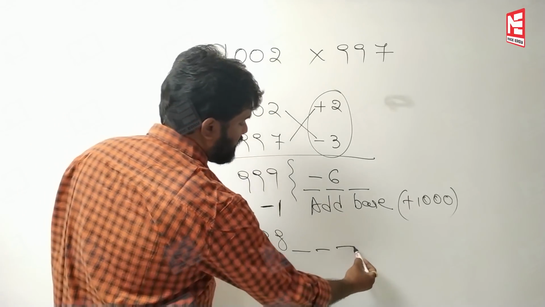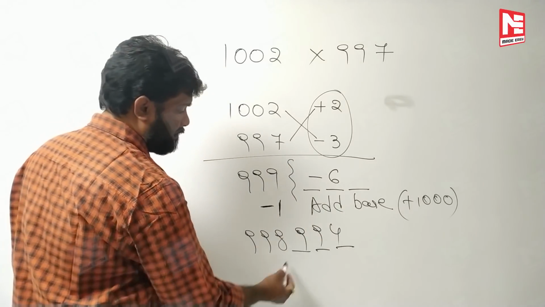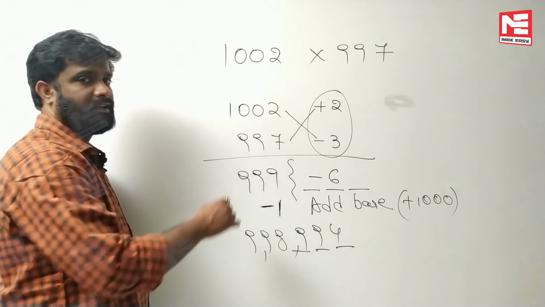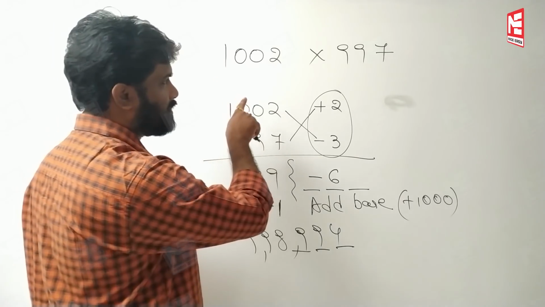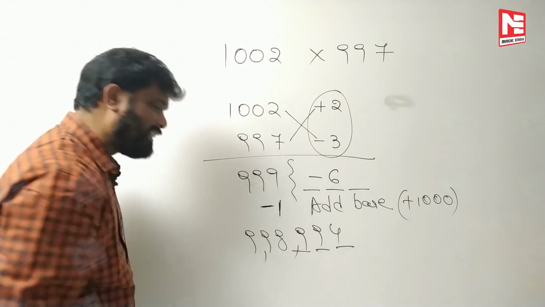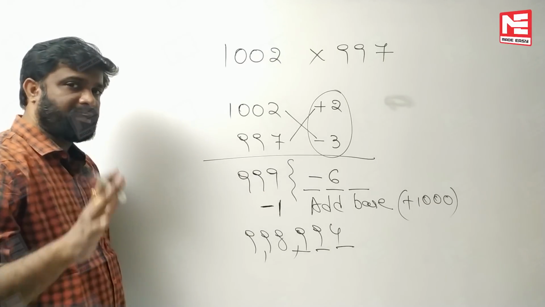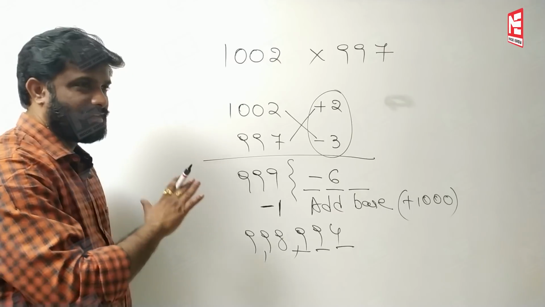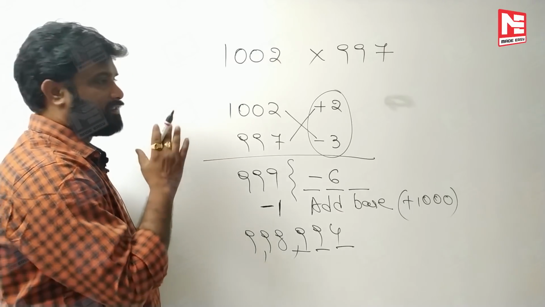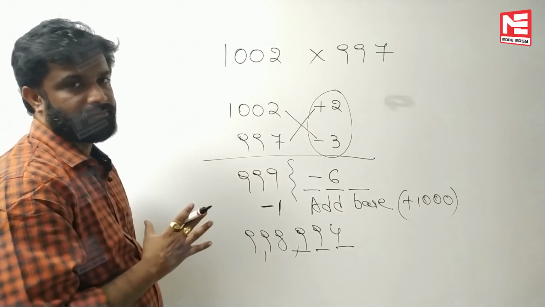Anyway, 3 digits are there; 994 fits exactly in this. 998994. That means 9,98,994 is the product of 1002 into 997. So instead of doing cumbersome lengthy calculations, you can go in an easy way. And I am sure if your practice is good, you can do these calculations in somewhere between 5 seconds to 10 seconds. That will save almost 50% of the time of your conventional calculation.